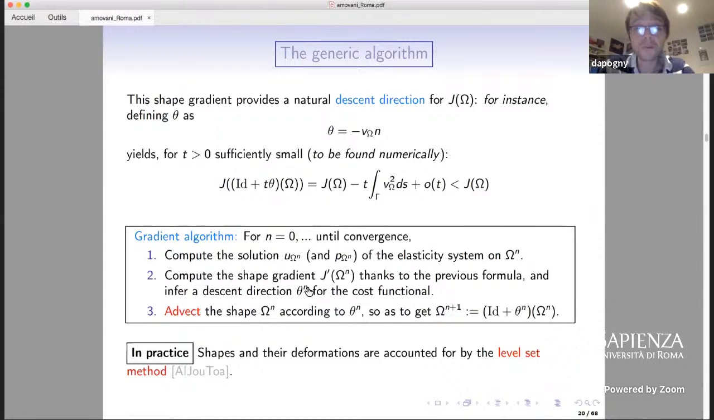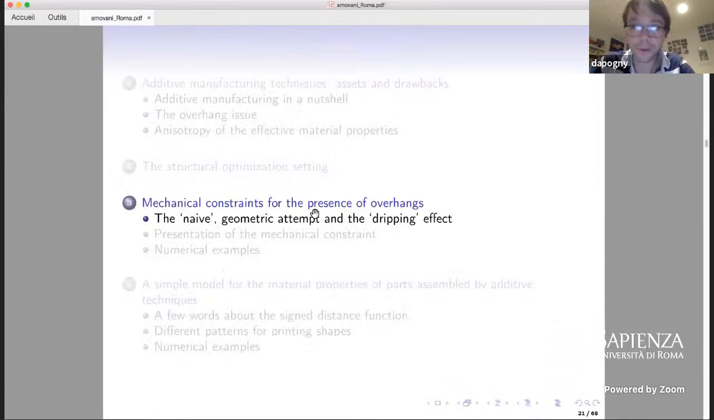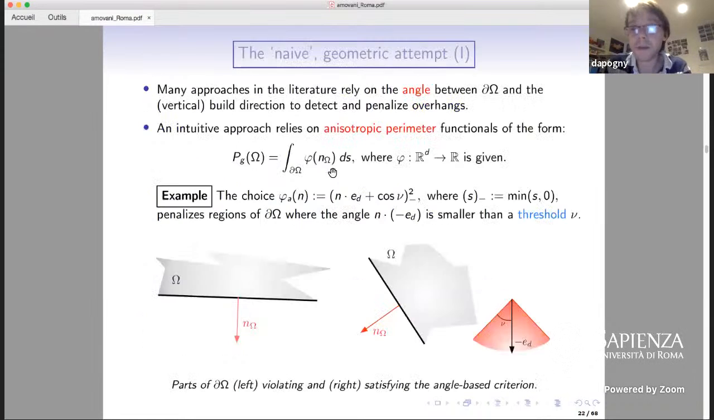So let us now come to the modeling and incorporation of constraints to prevent the formation of overhang features in the optimized shape, in the shape optimization problem. There is a first naive attempt that we could make to model such geometric constraints. The idea, which is quite used in the literature, is to rely on the angle between the boundary d omega and the vertical negative direction to penalize the presence of overhangs.